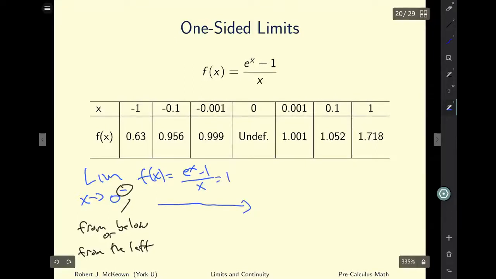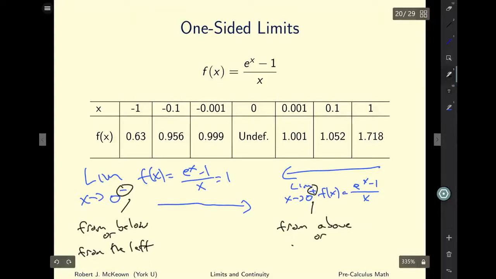And then same on the right. So if we're going from right to left, we've got the limit as x approaches 0, f of x, e^x minus 1 over x. And I want to make sure that I've got this little sign, this little plus, that tells me I'm referring to the limit from above, or from the right.